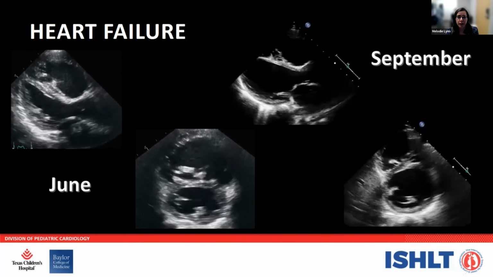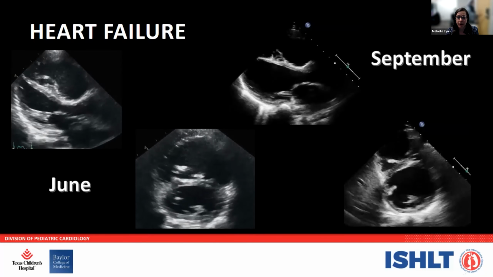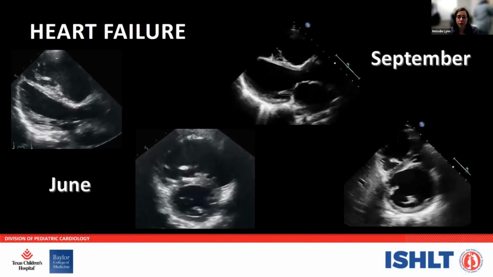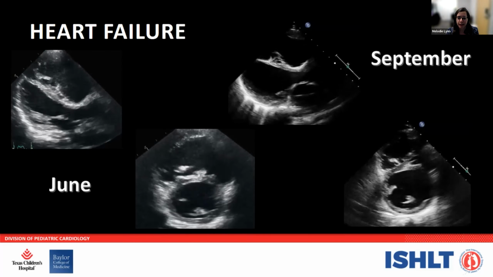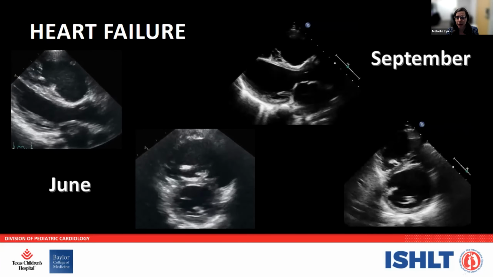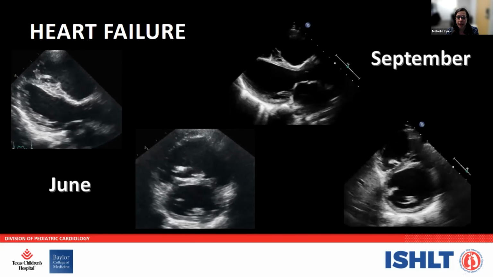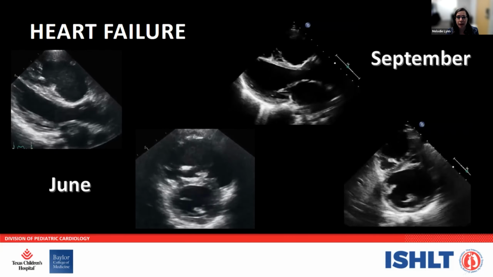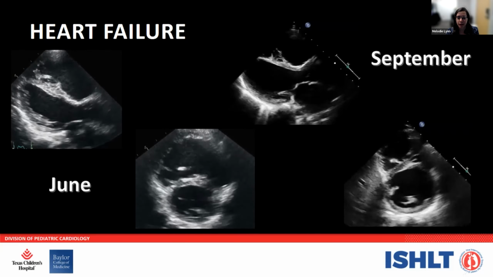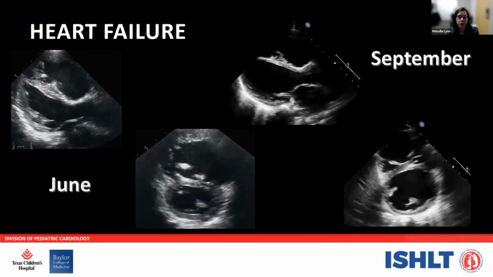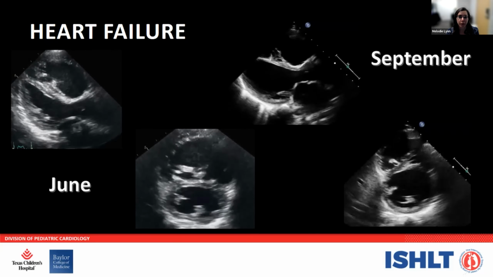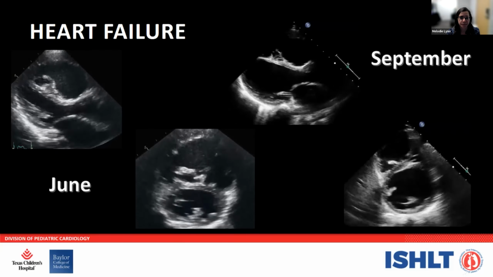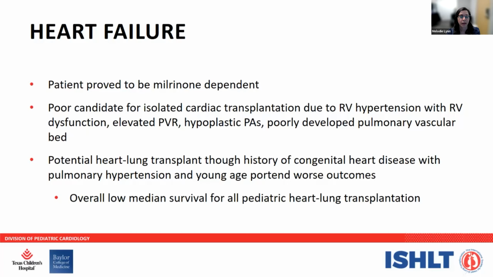She did have severely dilated RV with an end-diastolic volume of 248 milliliters per meter squared and an EF of 13%, and a severely dilated LV with an end-diastolic volume of 186 milliliters per meter squared and an EF of 16%. She also had coronary angiography, which demonstrated normal anatomy with no areas of stenosis or luminal irregularities. So the patient proved to be milrinone dependent.